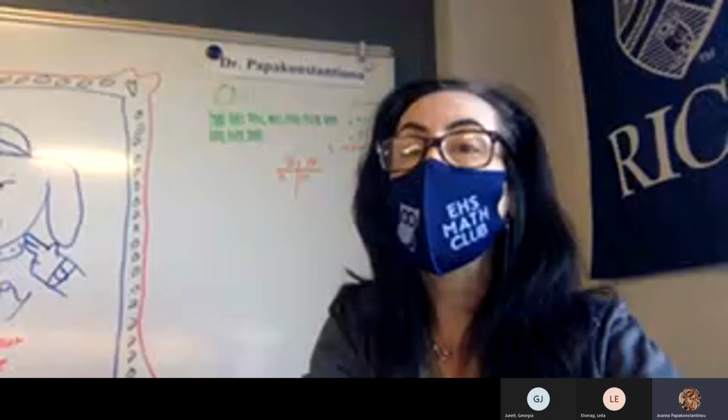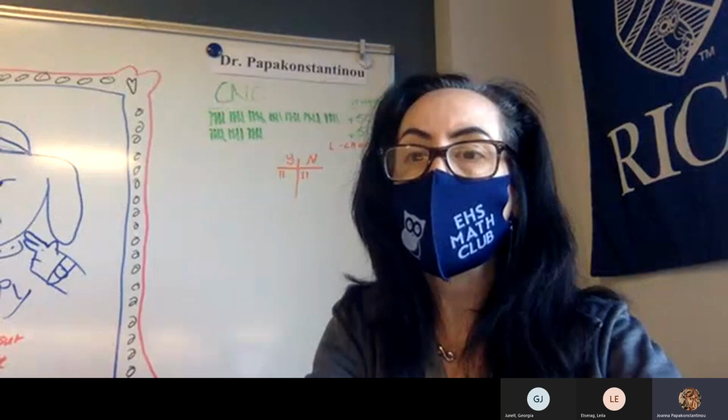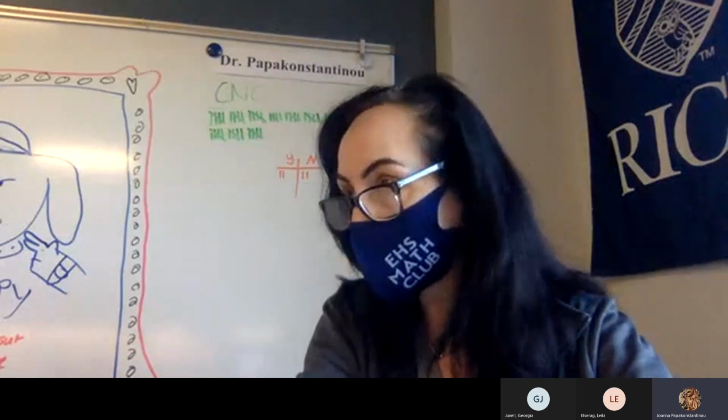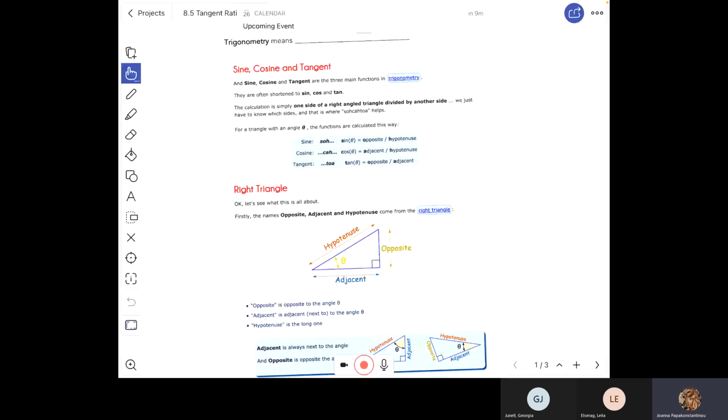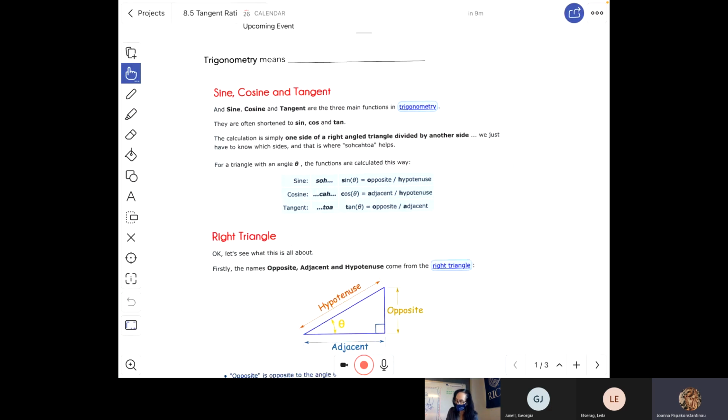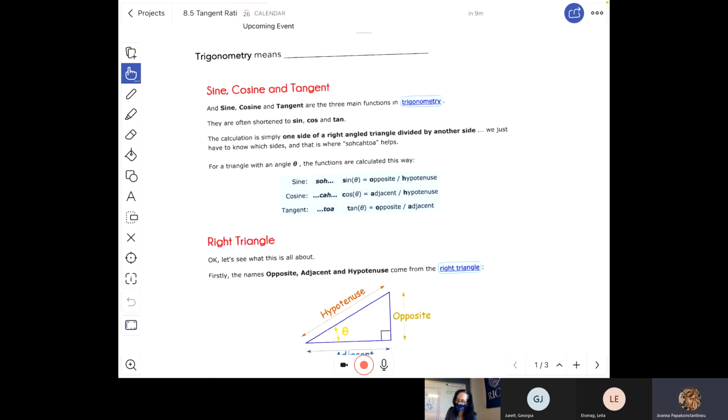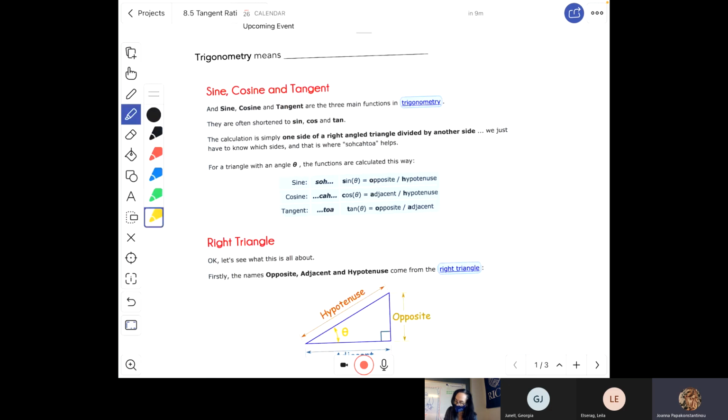You will revisit this a lot, primarily in pre-cal and then in calculus and beyond. So not so much, you won't really see it in Algebra 2, but you will see this topic a lot in pre-cal and calculus. So just to give you a little bit of background.